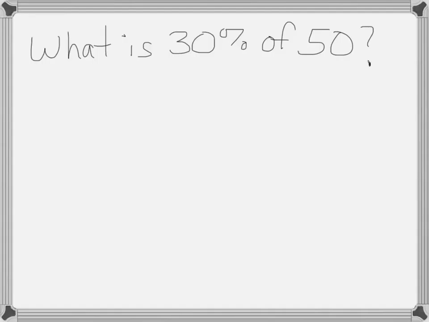So the quickest way to solve a percent problem that looks like this is to take the 30%, move its decimal 2 places to the left. So the 30% becomes 0.30. And then you multiply by the of number, which is 50. And when you multiply, you get 15. So 15 is 30% of 50. Move the decimal 2 places to the left and multiply. So that's if you're given the percent and the of number.